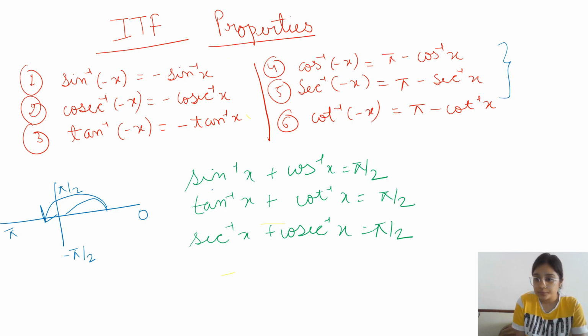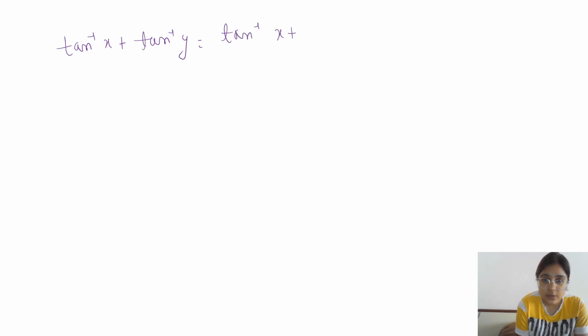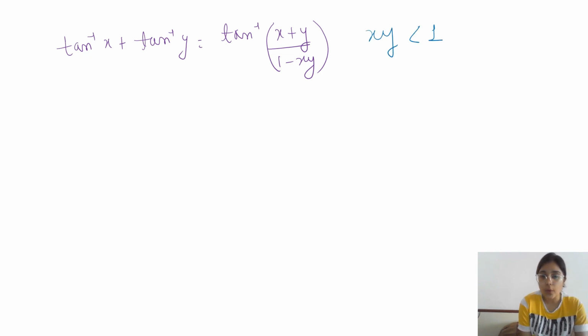The next property, which I think is very important from the exam point of view, is tan inverse x plus tan inverse y, which is equal to tan inverse of x plus y upon 1 minus xy. The most important condition you have to remember, which I am writing here, is that xy should be less than 1. I will explain a few questions based on these properties.